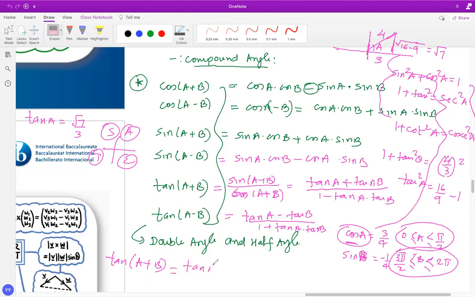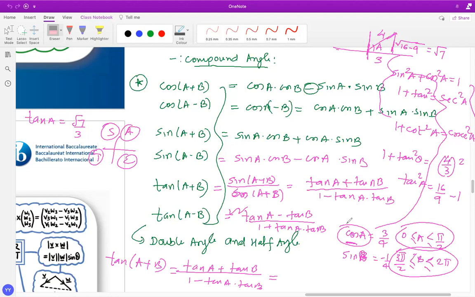So tan A plus tan B over 1 minus tan A tan B. That's the formula we have written here, and that's the one we're going to use. We got tan A already. We have to find tan B.